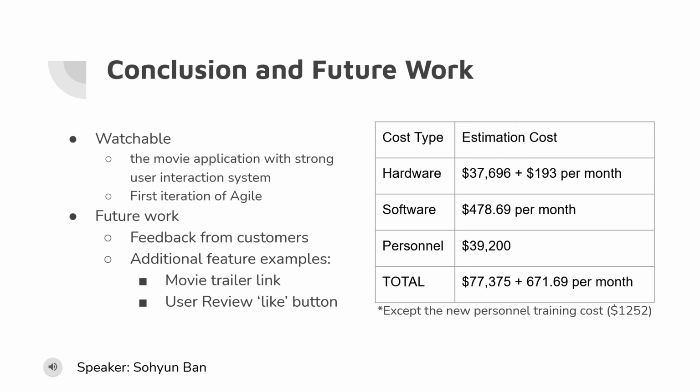From the team research, the total cost estimation is about $77,000 for the first 4 weeks and $670 per month for the Watchable app. Its main purpose is to search for movies, and the team made the difference with the other apps to expand the user interaction system, such as sharing each watch list and review between users. Also, when the team gets feedback from the customers, additional features such as a movie trailer link feature will be considered for the next iteration step by the Agile principle.